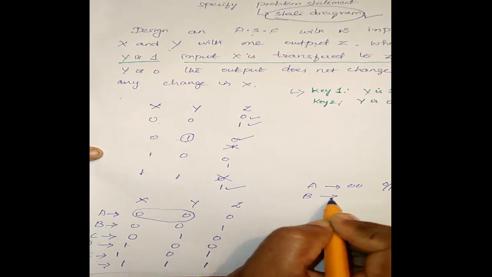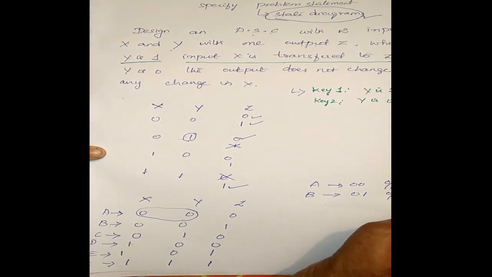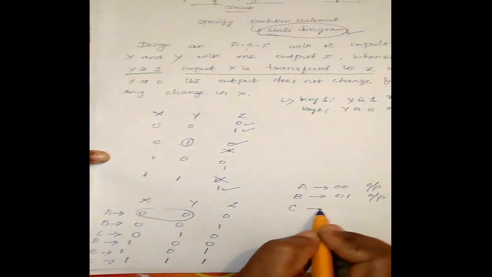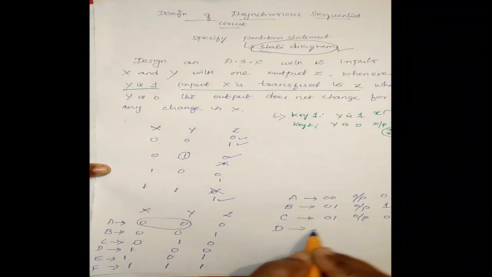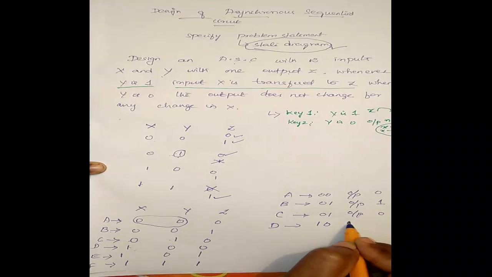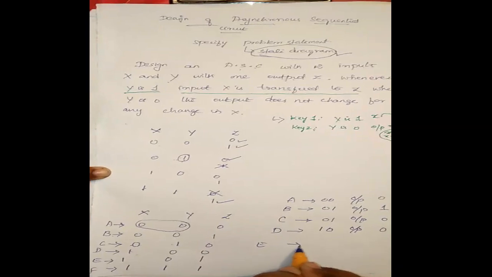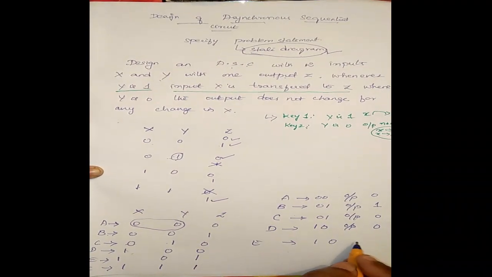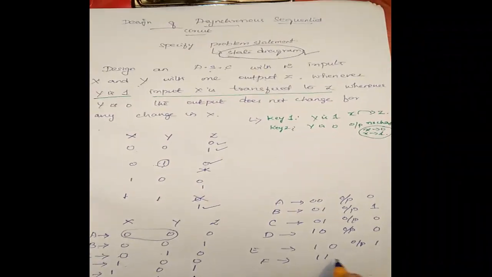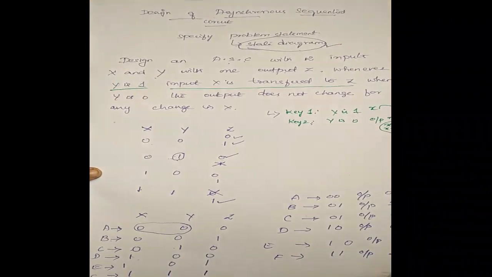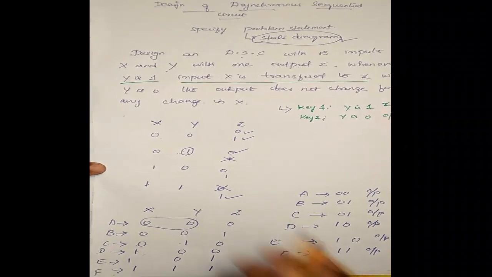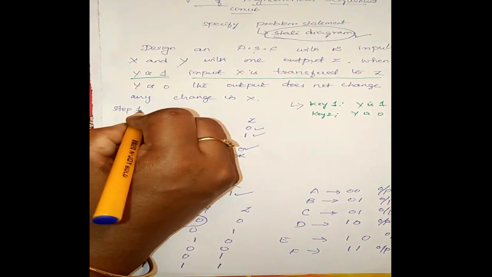So B is 0, 1, and its corresponding output is 1. C is 0, 1. You can see here C is 0, 1, and its corresponding output is 0. D is 1, 0, and its corresponding output is 0, right? And E is 1, 0, and its corresponding output is 1, correct? And the final state F is 1, 1, and its corresponding output is 1. Clear? So this is our first step.